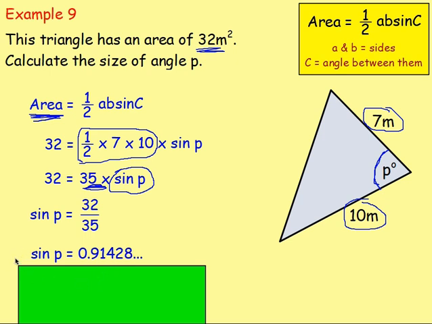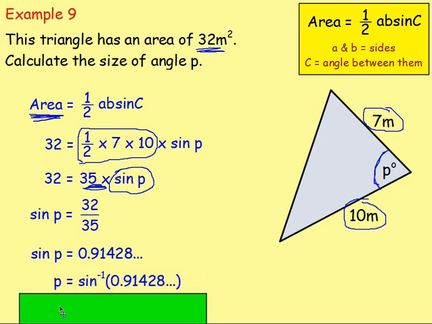So inverse sine this side, and then inverse sine and sine cancel out, leaving us just with P. But then on the other side, also do the inverse of sine. So sine to the minus 1 of that number that was on our calculator.